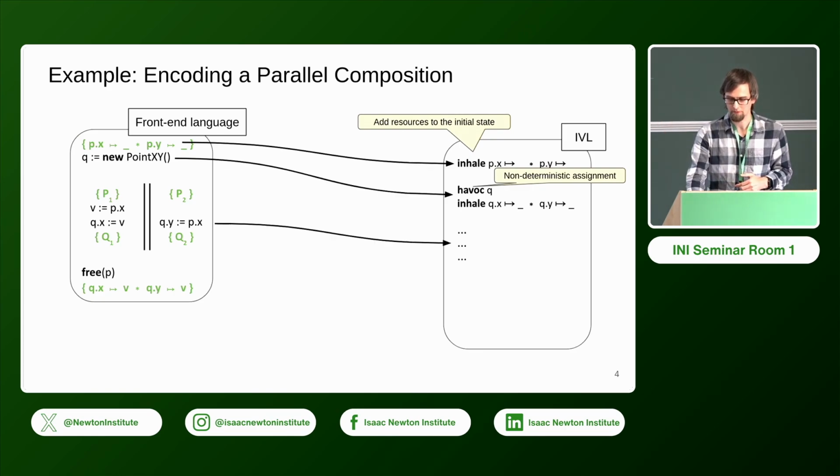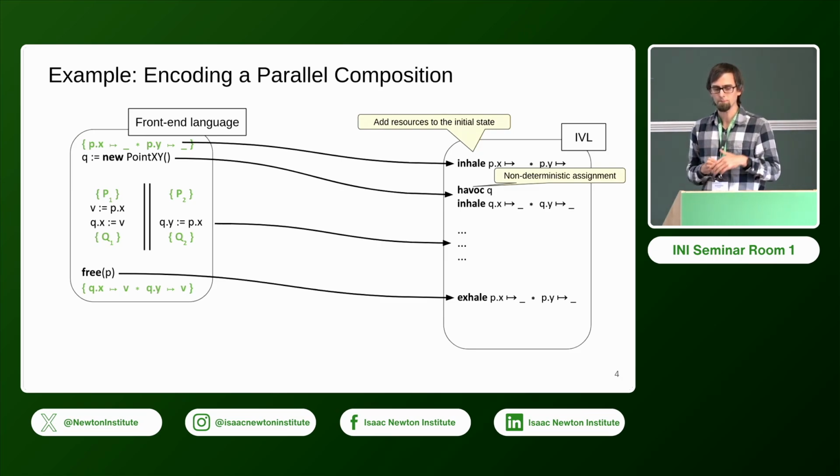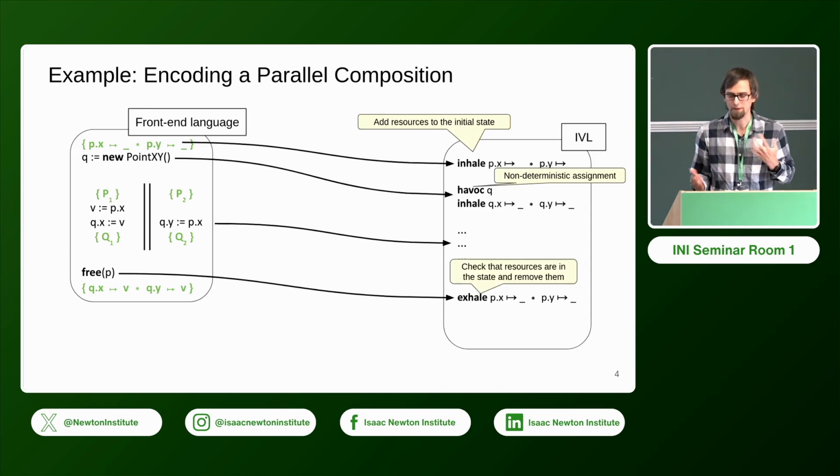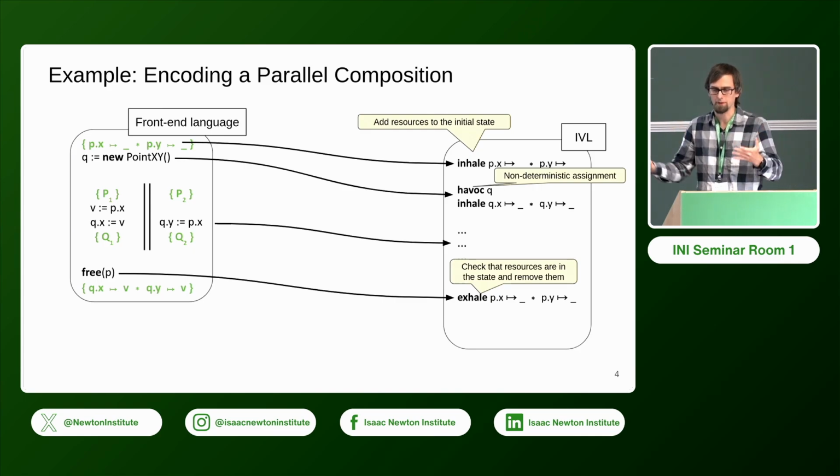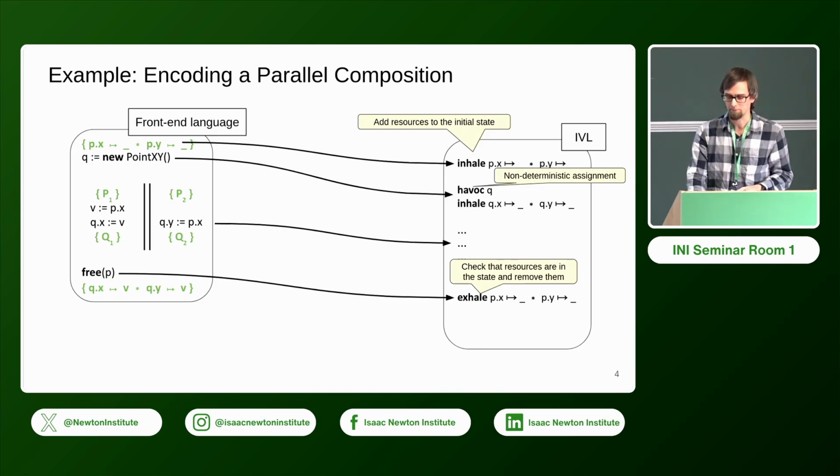Then we can also encode the parallel composition, which we skip for the moment. And then we come to the free statement, where we free p. To model this free operation, we use the exhale statement of the IVL, also called consume, for example, in verifiers. What this exhale statement does is check that the specified resources are in the state, and then we remove them from the state, which models what a free does. So we check that we actually have permission to p.x and p.y, so it has not been deallocated before, and then it removes them, modeling the deallocation.